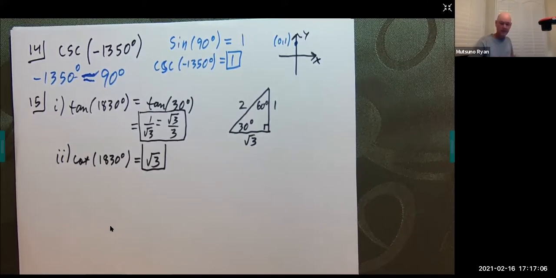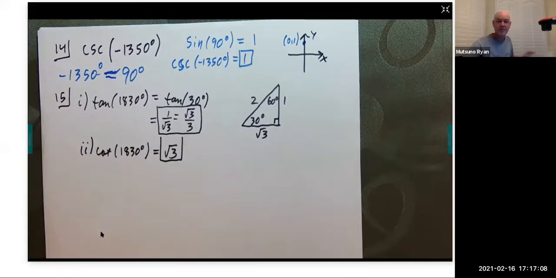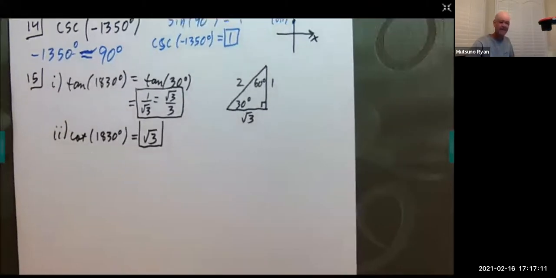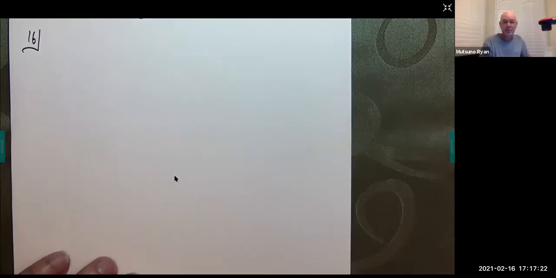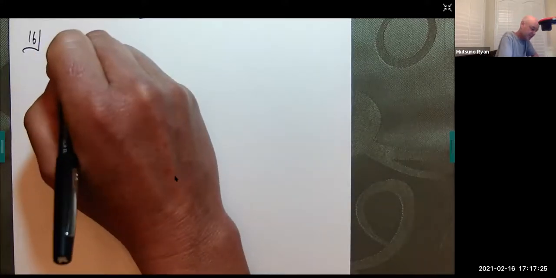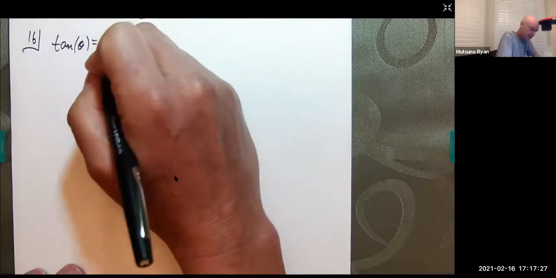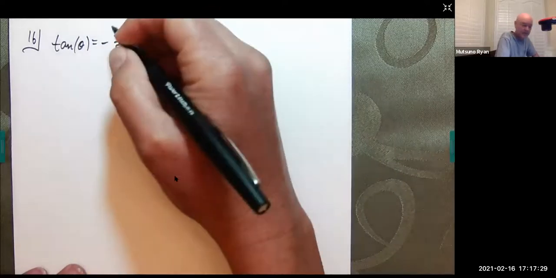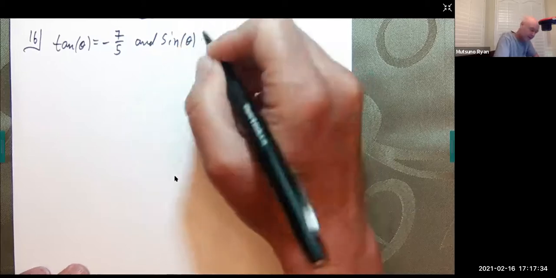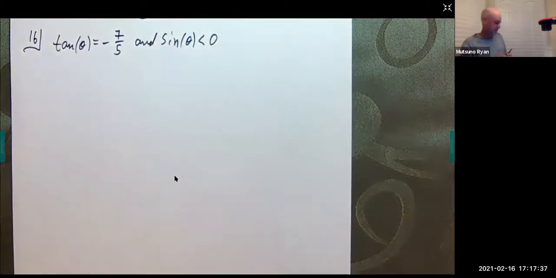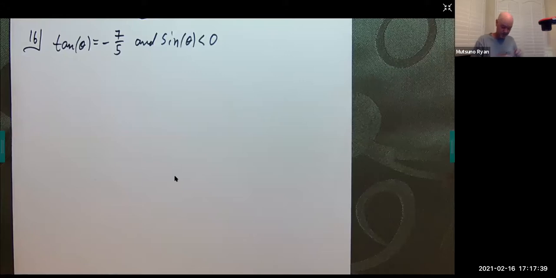All right, number 16, let's adjust this. So we have that the tangent of theta is negative 7 over 5, and the sine of theta is negative, less than 0. All right, so sine and tangent are both negative.